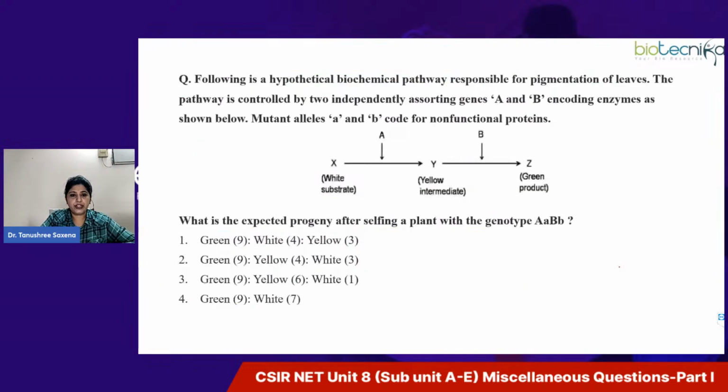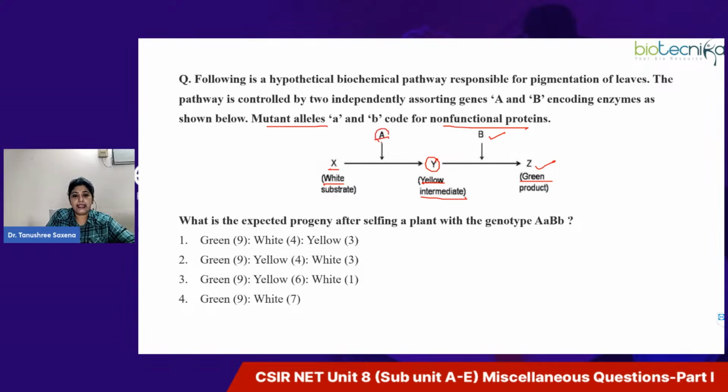Moving over to another question now. Following is a hypothetical biochemical pathway responsible for pigmentation of leaves. The pathway is controlled by two independently assorting genes A and B encoding enzymes as shown below. And mutant alleles code for non-functional proteins. Here you can see a substrate X, which is white, is converted to an intermediate Y, which is yellow. And further, this yellow is converted to the final product, which is green.